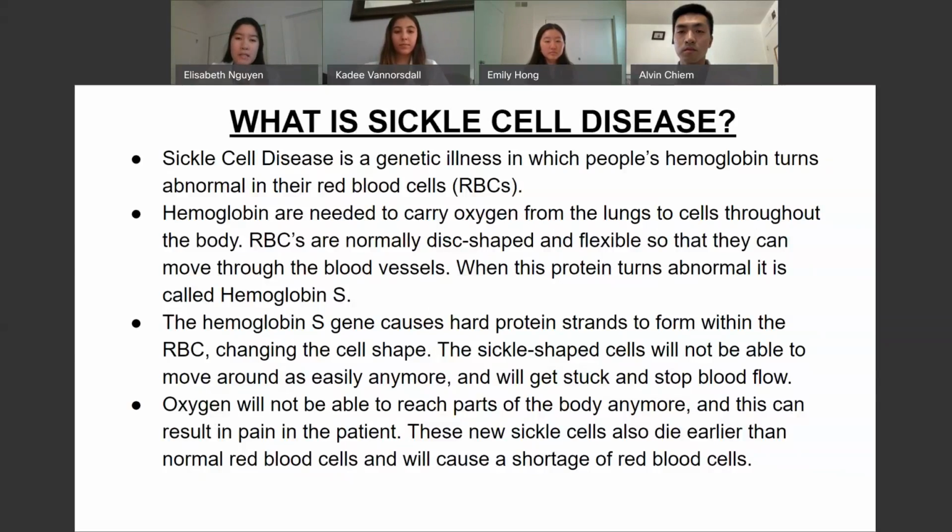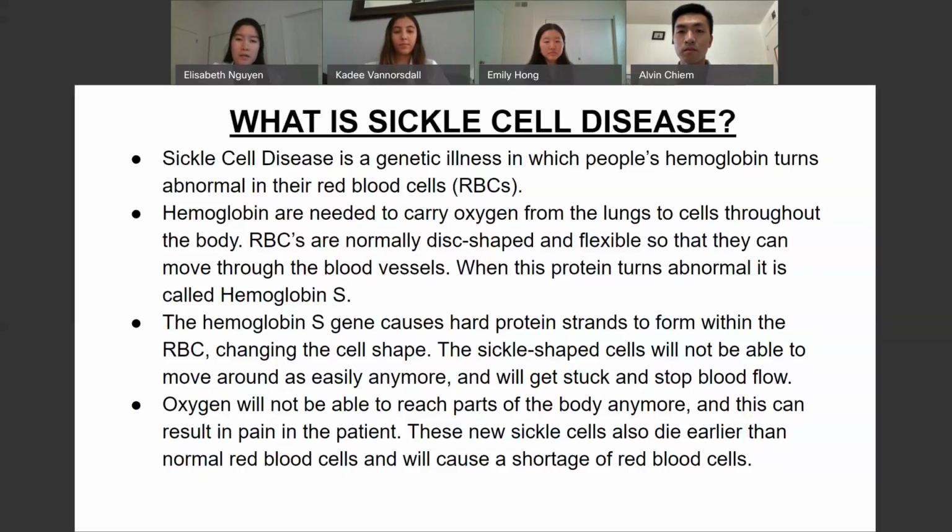The hemoglobin S gene will cause hard protein strands to form within the red blood cell and will change the shape of the red blood cell. Now the cells are sickle-shaped, aren't flexible, and will stick to blood vessel walls. The cells will not be able to move around as easily anymore and will get stuck and stop blood flow. The red blood cells will not be able to help carry oxygen as well anymore, and oxygen will not reach different parts of the body, which can result in pain in the patient.